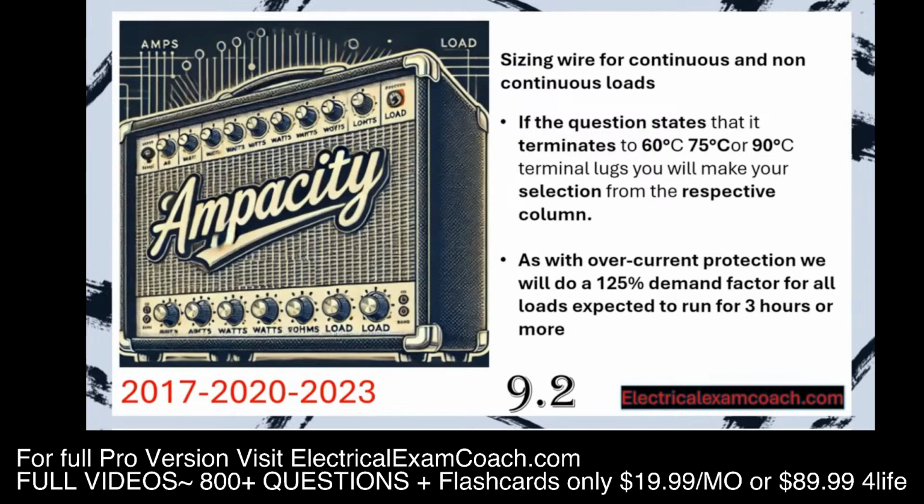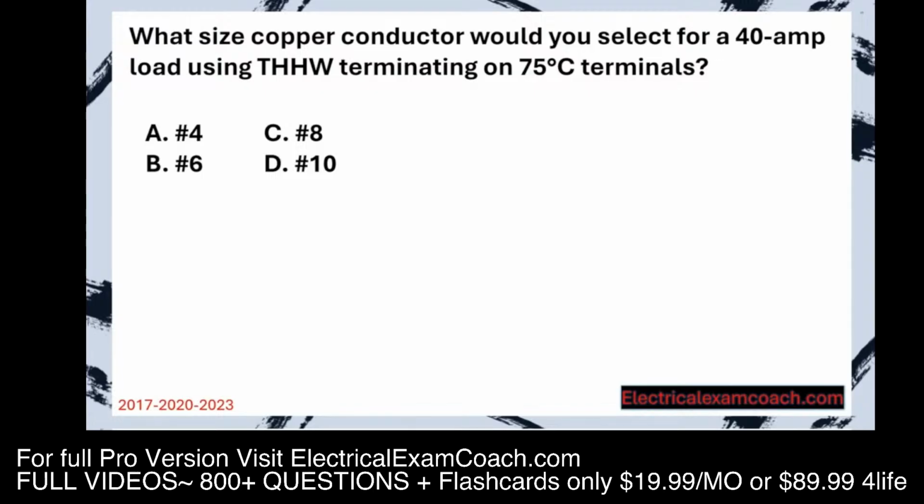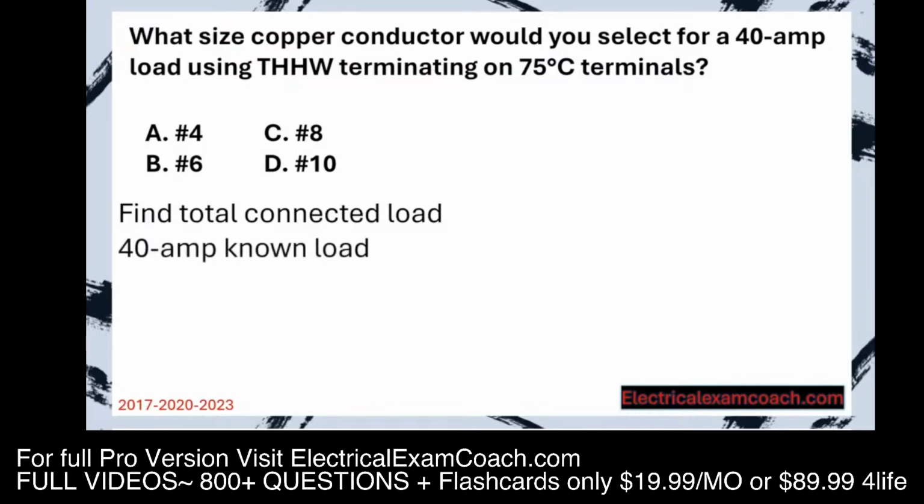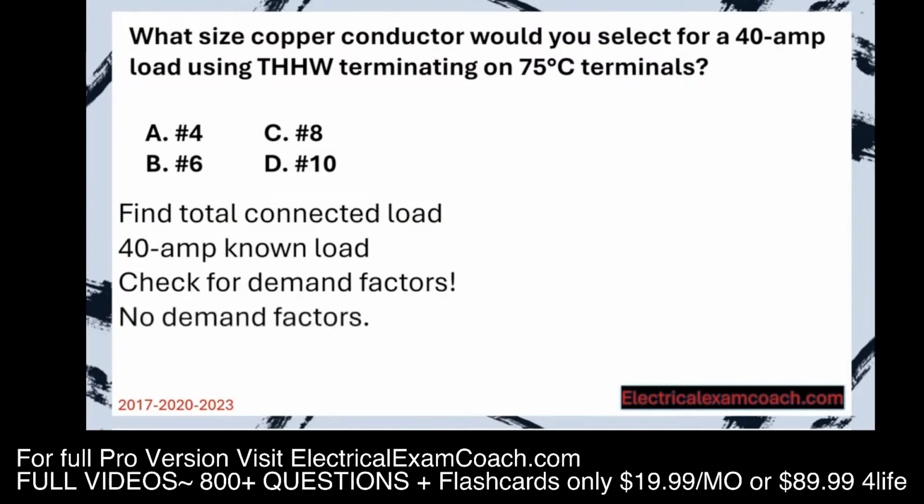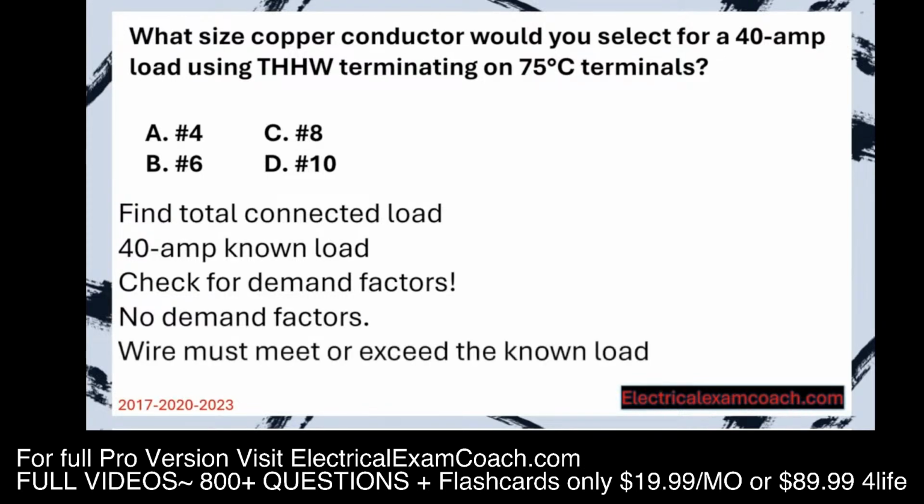Let's get to it. What size copper conductor would you select for a 40 amp load using THHW terminating on 75-degree C terminals? Step 1, find the total connected load. In this case, we know the load, it's 40 amps, but we must check for demand factors. It doesn't mention a specific type of equipment or that it's going to be a continuous load, so in this case, there are no demand factors. And we always have to remember that all wire must meet or exceed the known load. So we have to find a wire that meets or exceeds 40 amps.